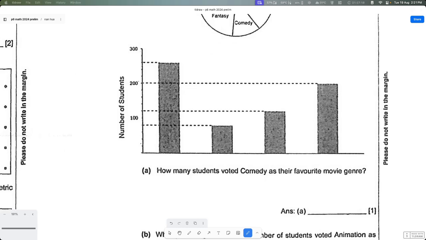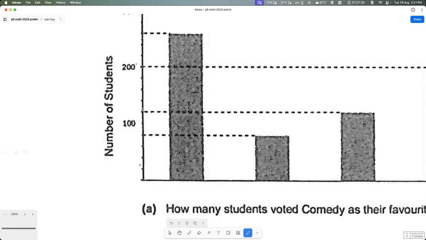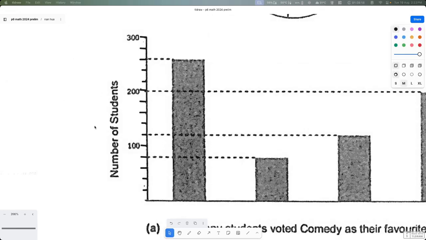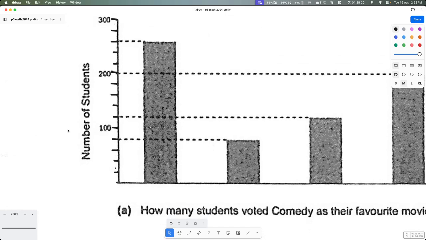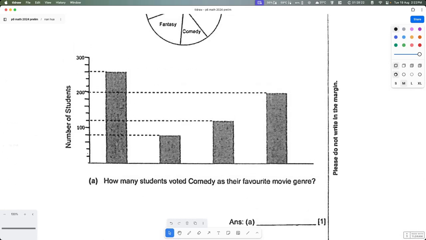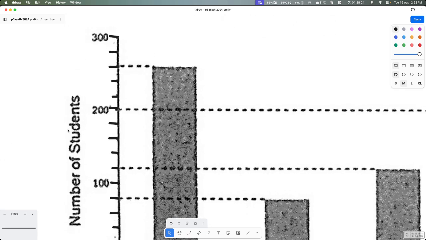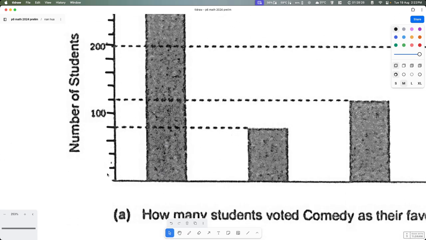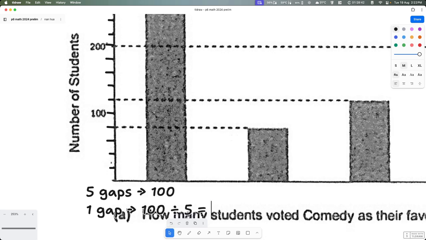Okay, so over here, I'm going to draw the lines because it's a bit hard to see. Right, so give me a sec. All right, it's a little bit easier to see now. Okay, so we can see what the numbers are. So first, we just need to know the gaps. 1, 2, 3, 4, 5. So 5 gaps is equal to 100. 1 gap is equal to 100 divided by 5. And this gives us 20.